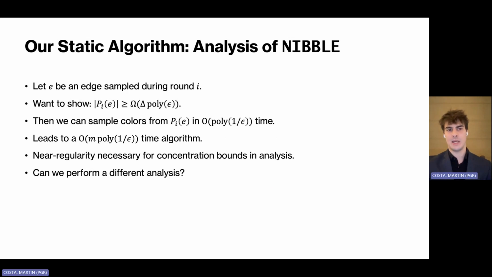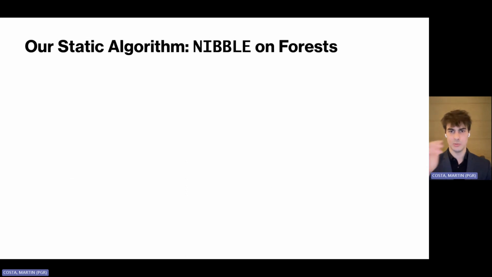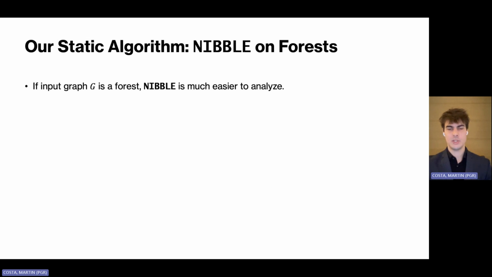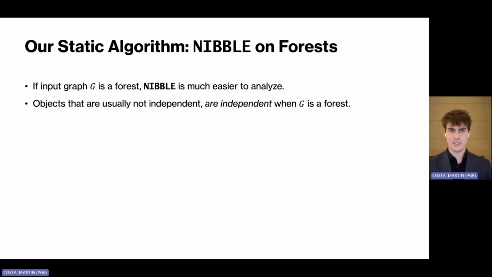And it turns out that at least showing the fact that the sizes of these palettes are sufficiently large is quite easy as long as we assume that the input is a forest. Okay, so if the input graph is a forest, then the algorithm is much easier to analyze. And this is basically because things that are usually not independent are independent when the graph is a forest, right?